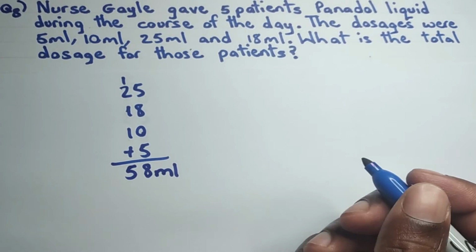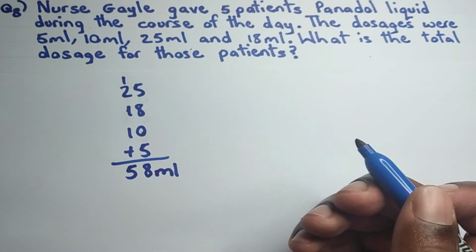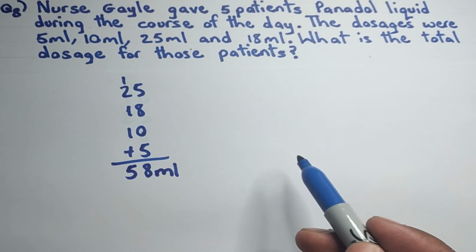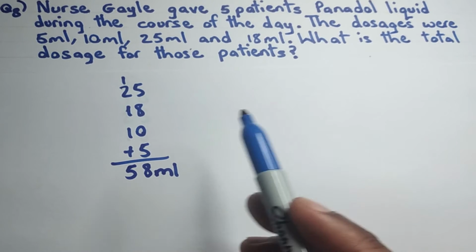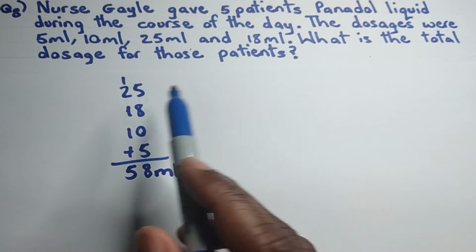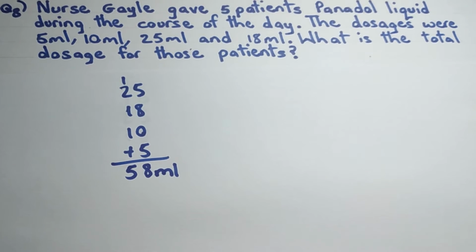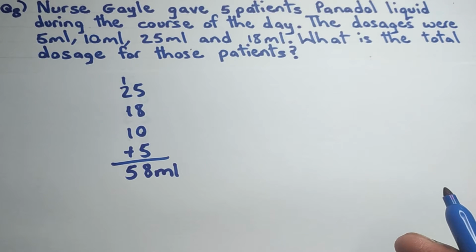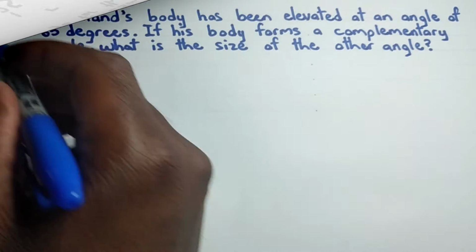And again, if you want to write a statement to give clarity to what you would have done right here, you can say, therefore, the total dosage for those patients would have been 58 milliliters. And of course, that's optional if you want to give clarity to what you would have done. So this is pretty much how you treat question 8. Let's look at question 9.